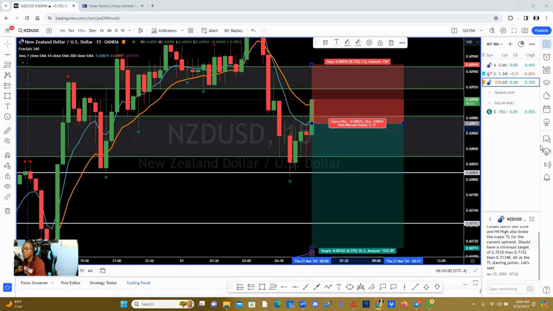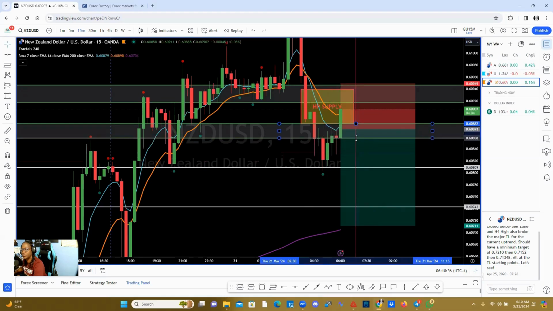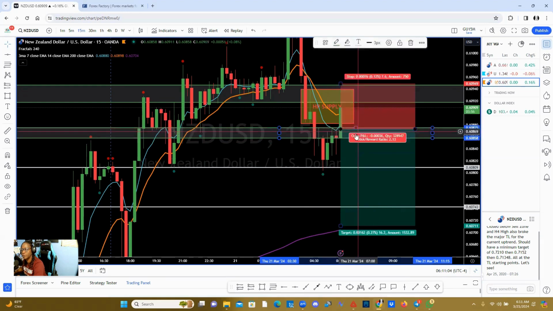Just down 3 pips on this trade, but I don't like it. Everything is bullish, but I'm going to trust this minor trend setup. So I'm moving this just because I want to see the counter setup. The counter setup right here.